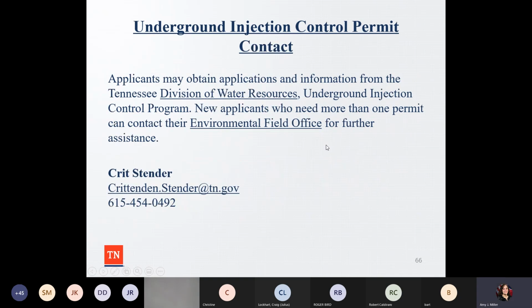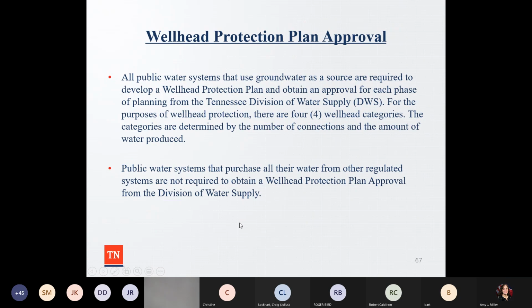So again, for an underground injection control permit, if you have one of those classes, you have to go through the Division of Water Resources, the Environmental Field Office as well. And then there's Crit Stendern. I'm probably butchering names today, but anyway, there's his email address and phone number.